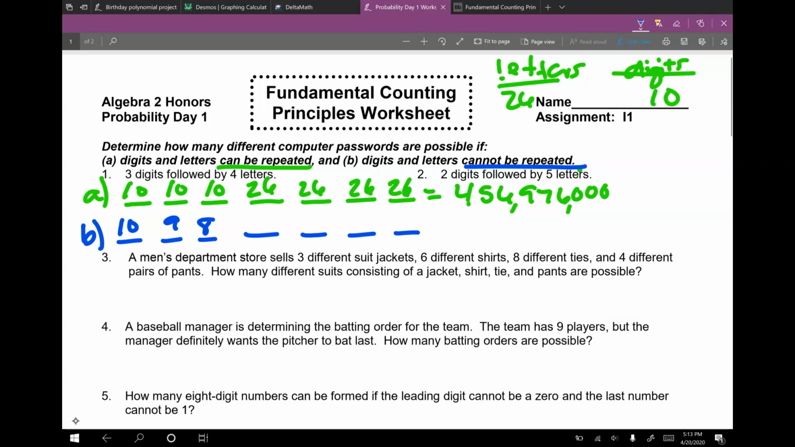Now, the next one are letters. I start out with 26 letters, but I use one, I lose one. Lose another, lose another. I'm going to multiply these numbers together. And I get this. And now if you notice, it's actually smaller. It's almost cut in half, because you're restricting yourself by not repeating numbers. So that's why it's smaller. So can repeat, cannot repeat. It just shows you that if you cannot repeat, you use one, you lose it.